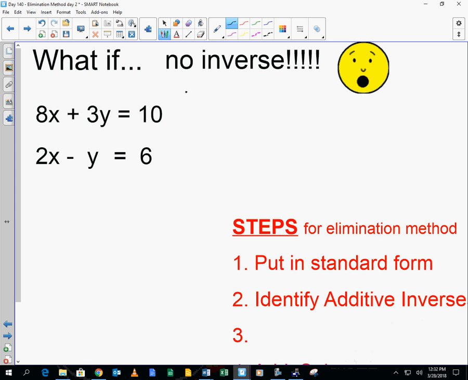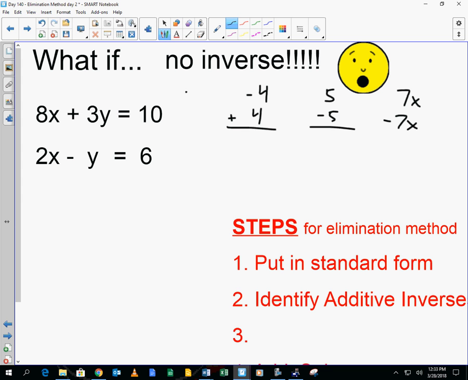You can see the first step that we use for solving elimination is that we need these to be in standard form. It says place into standard form. The second one says identify the additive inverse. We'll see what you remember. Anybody know what the additive inverse for negative 4 is? What would I add to negative 4 to get 0? Yeah, negative 4 plus 4 is 0. What if I had a positive 5? What would the additive inverse be? Negative 5. Now, what if I had 7x? What would the additive inverse be there?